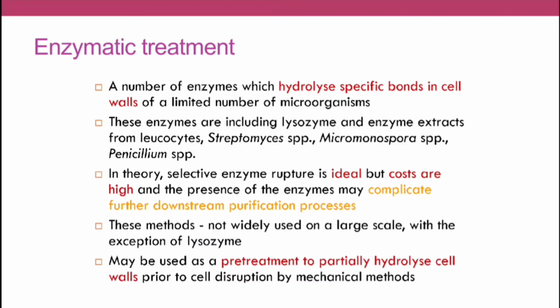Now in theory, you have seen that selective enzyme rupture is ideal, but costs are very high, as I have told you earlier, and the presence of the enzymes may complicate further downstream purification processes. These methods are not widely used on a large scale with the exception of lysozyme. Lysozyme is used for DNA isolation, you all know. Then they may be used as a pre-treatment to partially hydrolyze the cell walls prior to cell disruption by the mechanical methods.